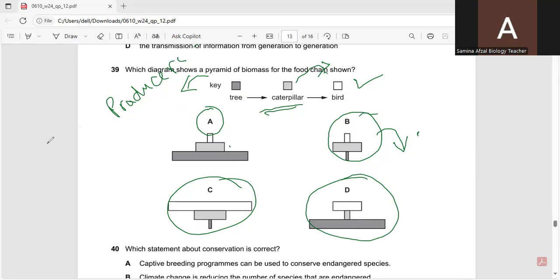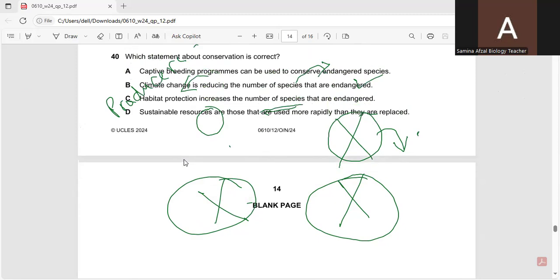Pyramid of biomass will always be in this sequence. For any food chain, it will remain the same. Always the producers have greater biomass in comparison to primary consumers, and primary consumers have greater biomass in comparison to secondary and tertiary. So A will always be the biomass for all different types of food chains. Now last question, number 40 is there.